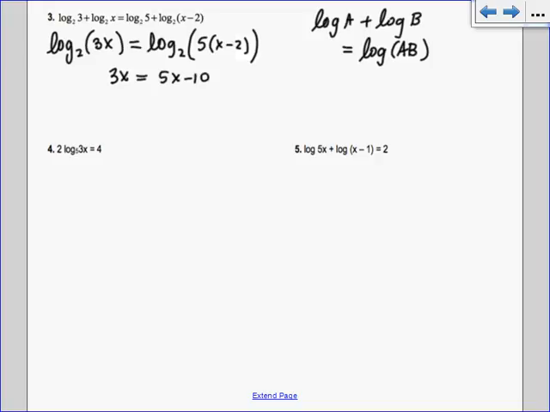All right, so subtract the 5x over. Negative 2x equals negative 10, so we get x equals 5. And then just do a quick check. Make sure that when you plug 5 in, you don't get anything negative that you're taking the log of. No. So we're good.